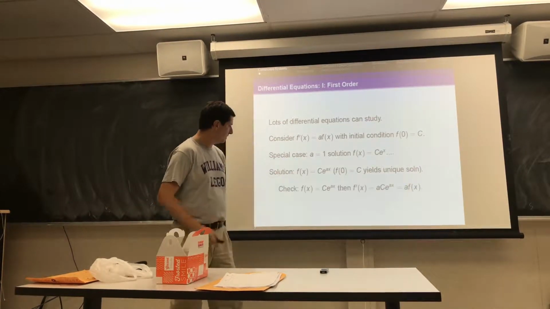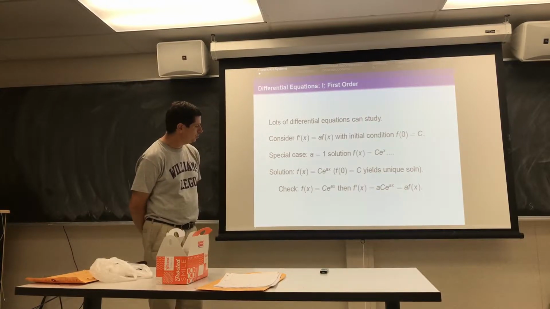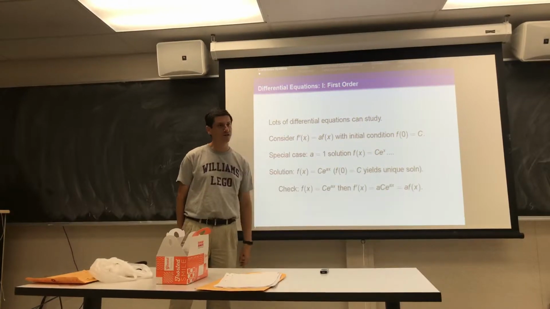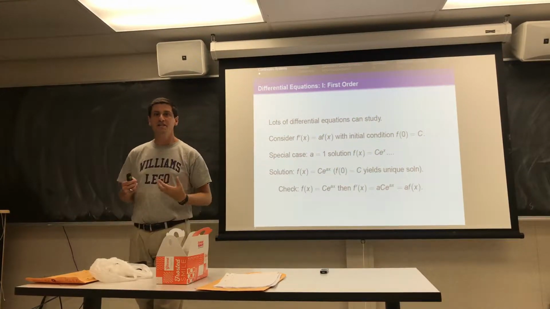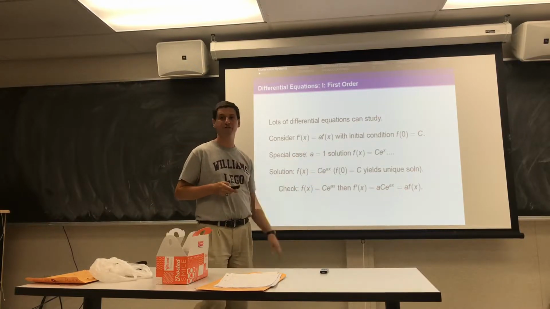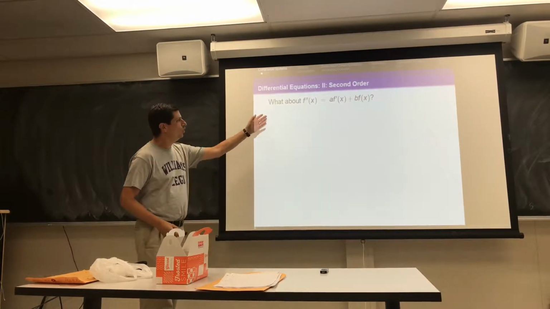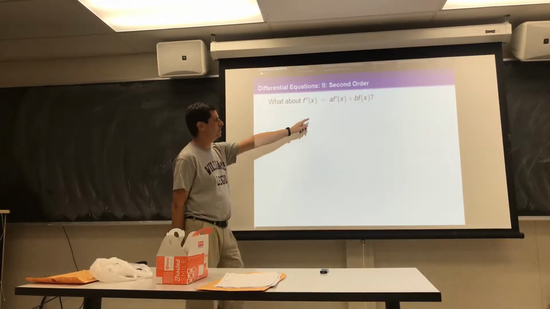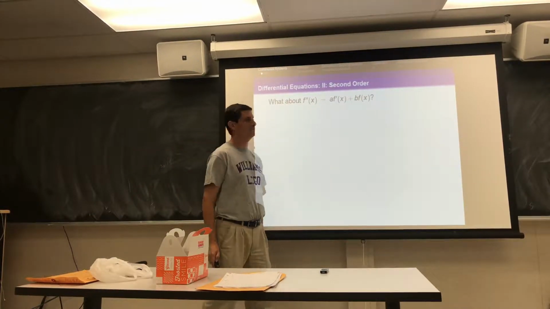All right. So you can just check and say, if this is our proposed solution, if we take the derivative, does it work out? And again, this is the method of divine inspiration. If you have an idea of what the answer is, check and see if it works. All right. What if we had two derivatives? Your f double prime is some constant times f prime plus b f.